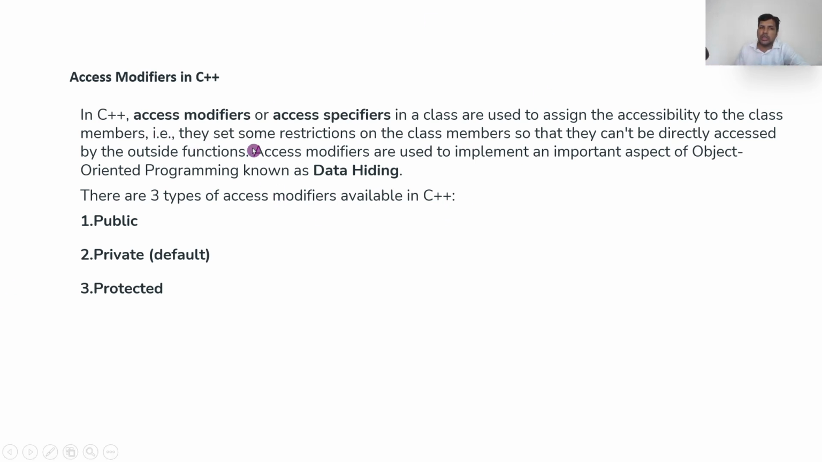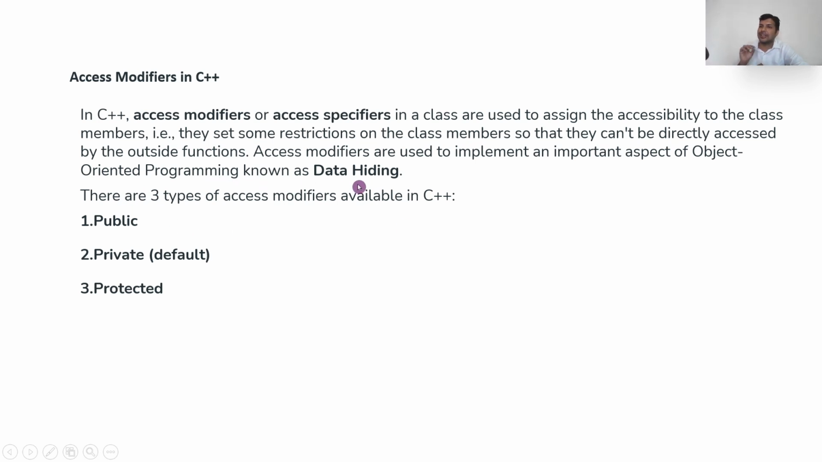They set some restrictions on the class members so that they cannot be directly accessed by outside functions. In the class we declare class members. Whether somebody outside the class can access them, cannot access them, or can partially access them, all of this is decided by access modifiers.